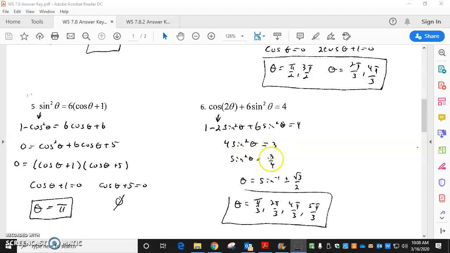I can then take the square root of both sides. I've got a sine squared equal to 3/4, so I'm going to take the square root of both sides. That's going to give me positive and negative radical 3 over 2, which is on our chart. So I'm going to write down all 4 angles that have a sine value of radical 3 over 2.